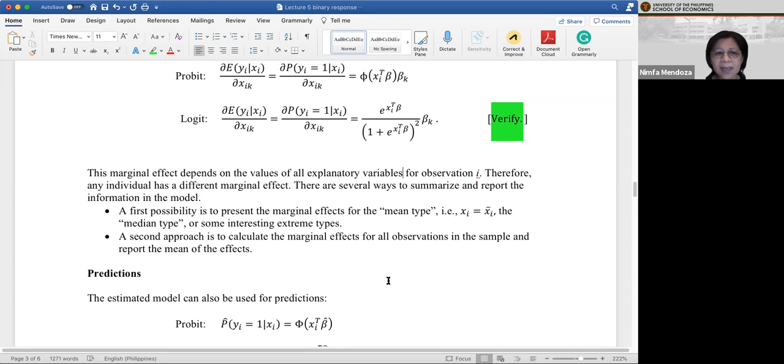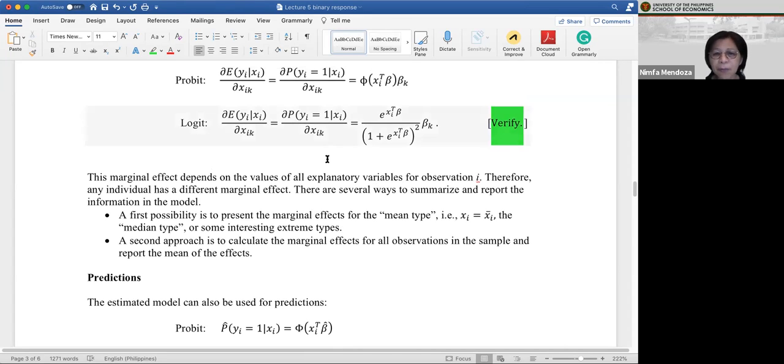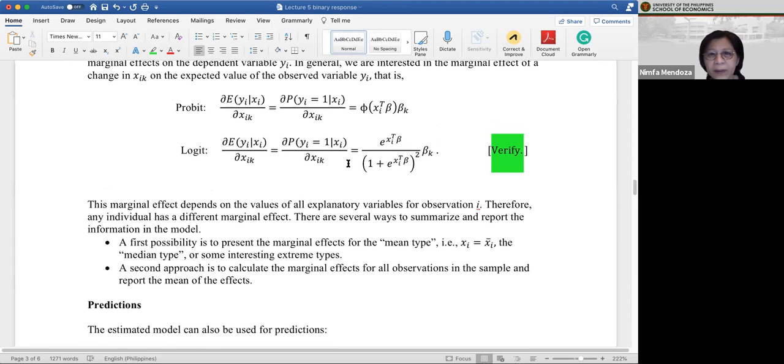The second approach is to calculate the marginal effects for all observations in the sample and report the mean of the effects. So solve for this for each observation and get the average. So these are three different ways of summarizing the estimates you obtain.